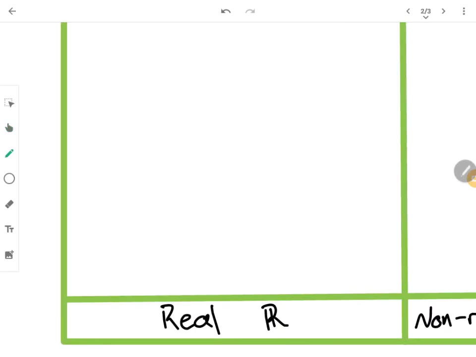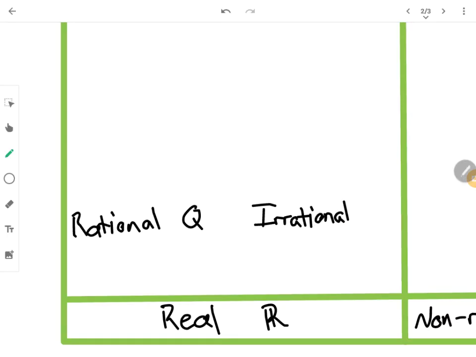So we can write this down here as well. We're going to do examples of what these numbers look like. So let's write here rational, and the symbol for rational numbers is a Q. All right, that's your symbol for rational numbers. And the other type of number inside here is irrational. Irrational numbers, and the symbol for irrational numbers is again the Q, but now with an apostrophe. All right, rational numbers, irrational numbers.